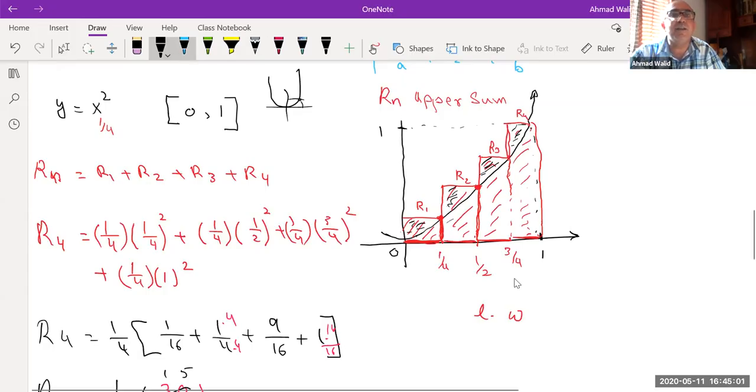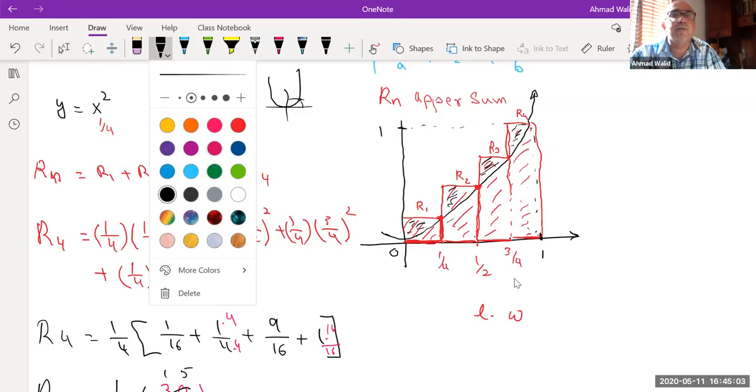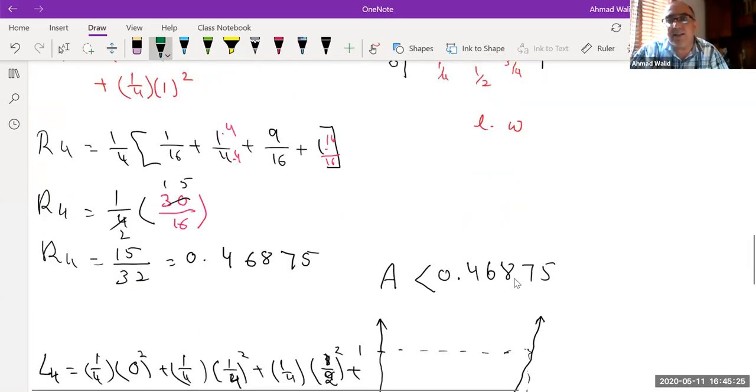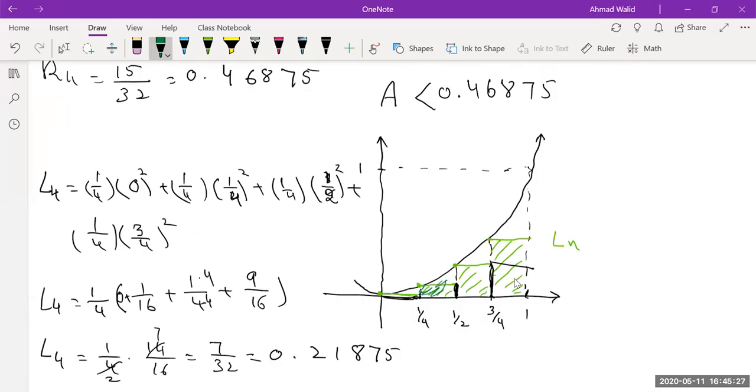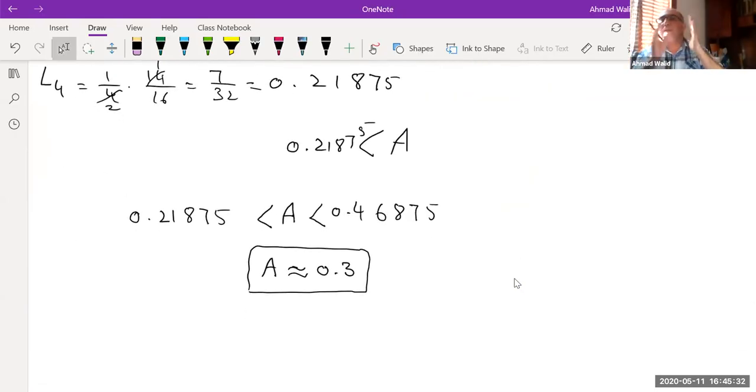If I shade it in a different color for you, maybe this dark blue, actually you are looking for this area under the curve. The goal is to find this area under the curve, right? You see it's less than the upper sum, but this area is definitely greater than the lower sum. That's why we choose a number between the upper sum and lower sum.